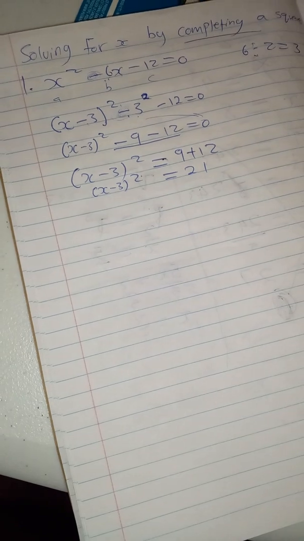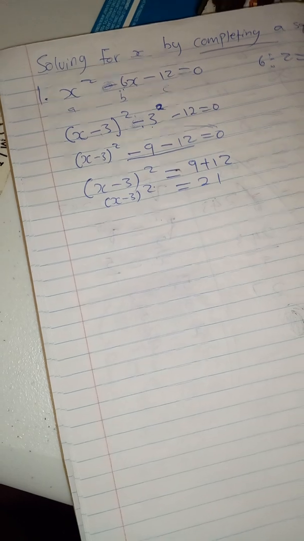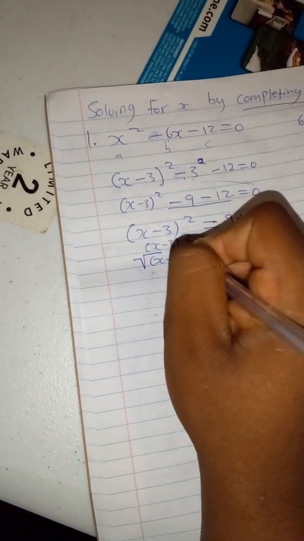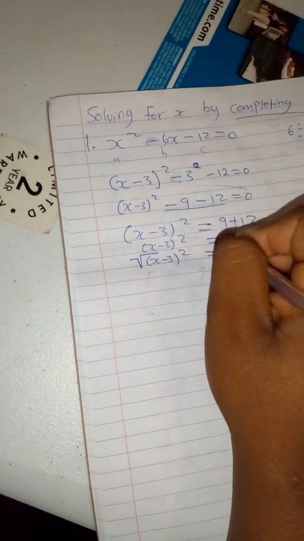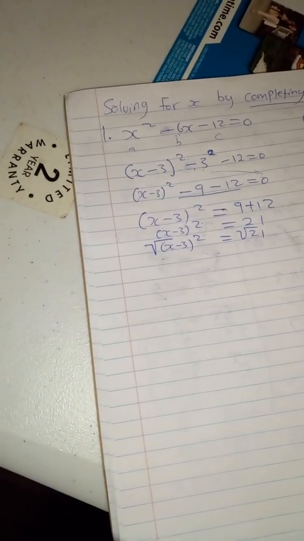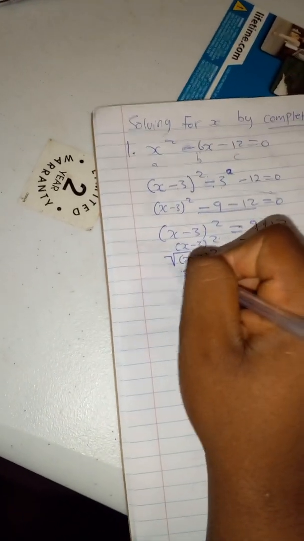What can we do to get rid of the square? We can square root it, by saying the square root of x minus 3 squared equals the square root of 21. We square root both sides. Remember in my first video I said if you have a square root of something, to remove it you must square it, and vice versa. You have squared something, so you remove it by square root. So it is x minus 3 equals the square root of 21.